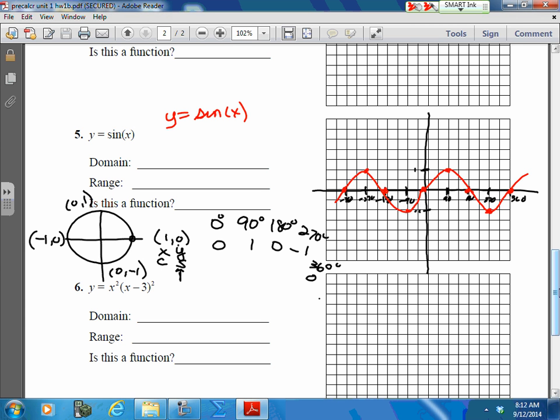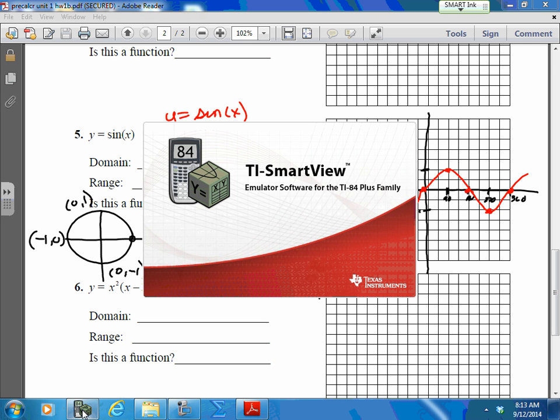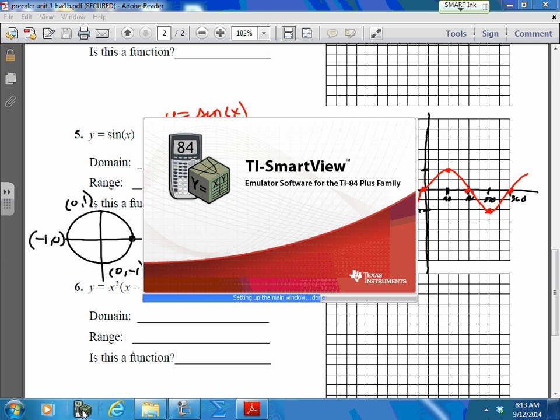Put your mode in degrees. Let's give this a try. Put your mode in degrees. Put y equals sine x in your y. Do zoom 7. You have to put it into a trig graph. Now it does something, right? See it? Now when you go back to a regular graph, you have to put it back into zoom 6. But you need to be in trig mode to be able to get there.